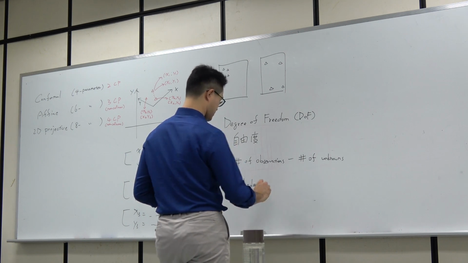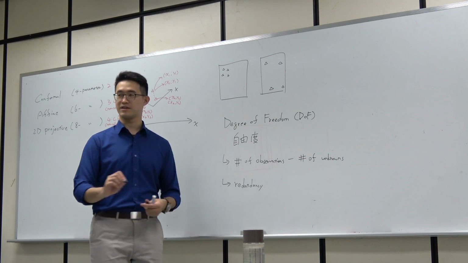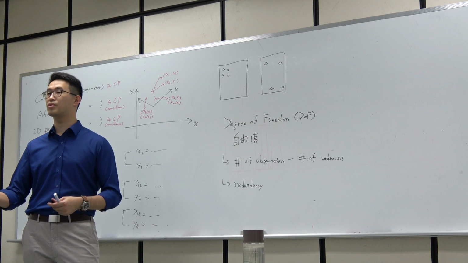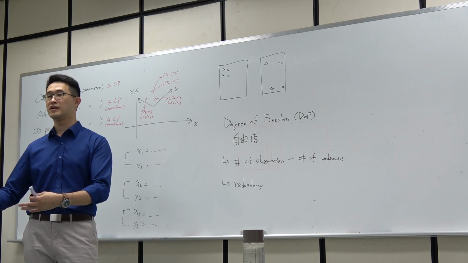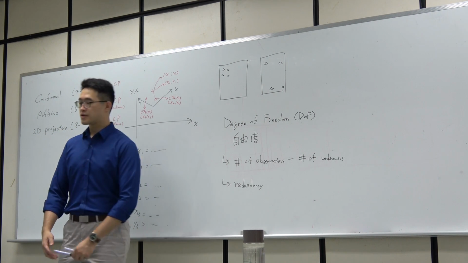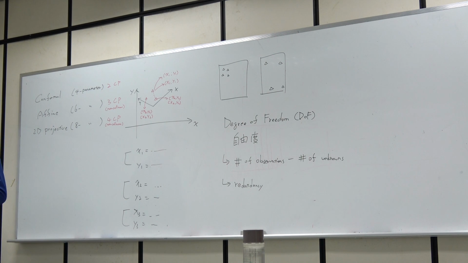Redundancy. Is the spelling right? Okay. Redundancy means in Chinese 多余关字, the extra information like that. So usually in surveying, or in photogrammetry, we want more redundancy.